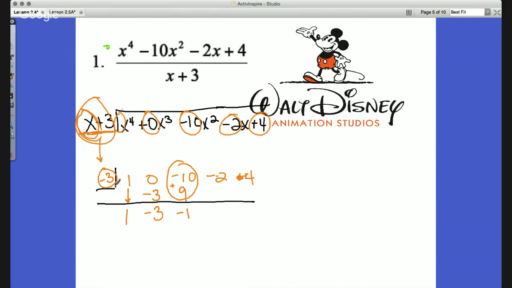Do the same pattern. Negative 3 times negative 1 is positive 3. Negative 2 plus 3 is positive 1. 1 times negative 3 is negative 3. And 4 minus 3 is positive 1.